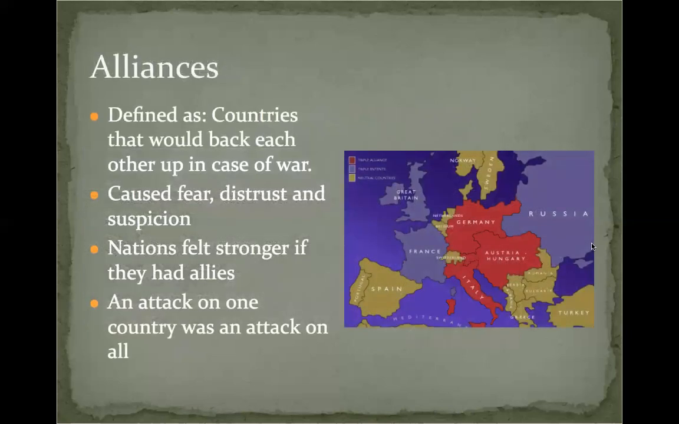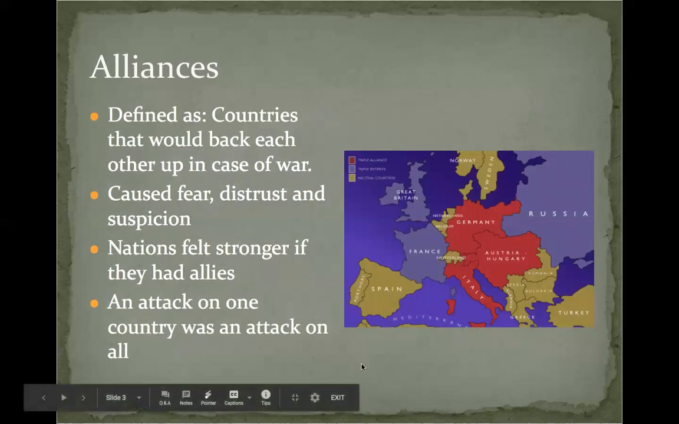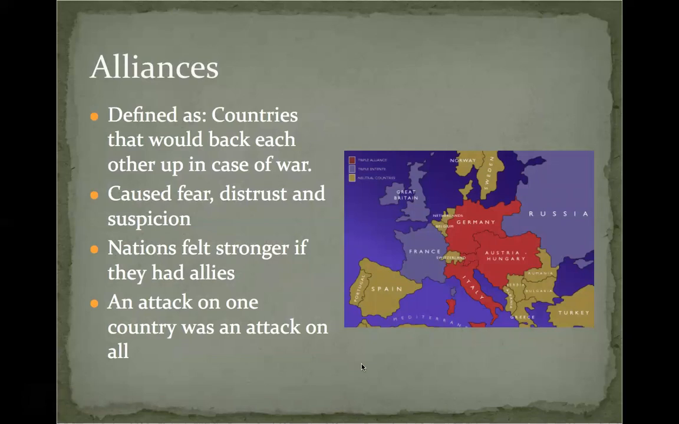The second point was alliances. Alliances are simply countries that are working together and that would back each other up in the event of a war. You can see the map over here on the right-hand side. There were two main alliances during this time, the Triple Entente and the Triple Alliance. The Triple Alliance is pictured here in red. The Triple Entente is here in blue. There were some other smaller alliances as well, but without these alliances, this really does not become a global conflict.